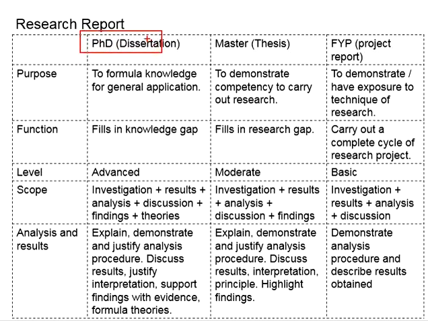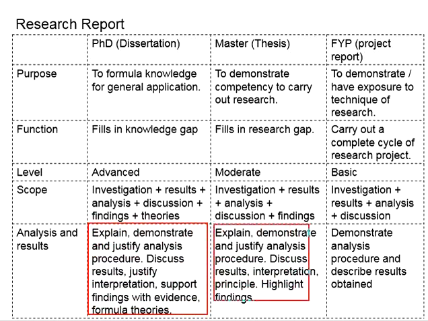Next, when it comes to the PhD level, justifying and selecting proper methodologies to carry out the research is a must. Now you need to discuss the results, justify your interpretations, support your findings with evidence, and formulate theories. You will see that this part will be much more rigorous than the master's. Everything will have to stand on justifications and evidence, and then you will have to formulate new theories out of your research study.